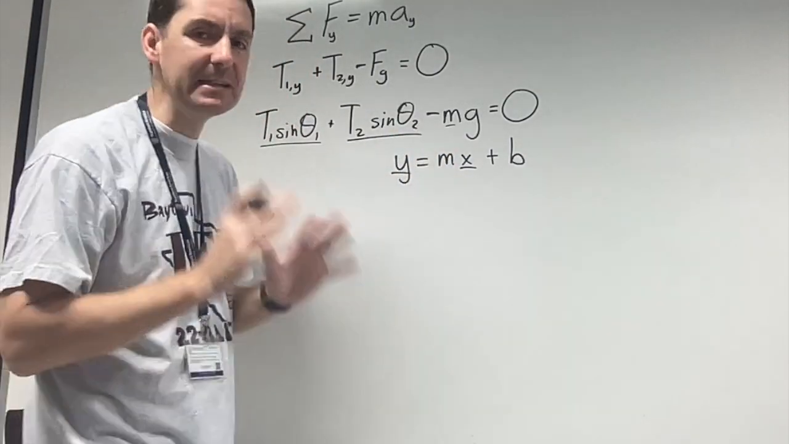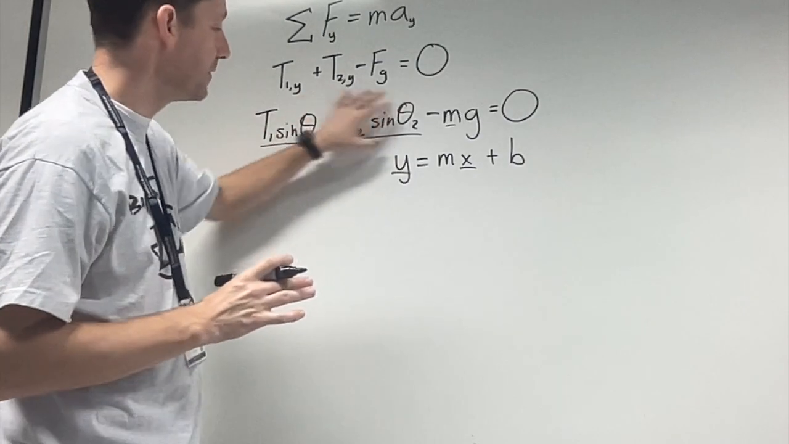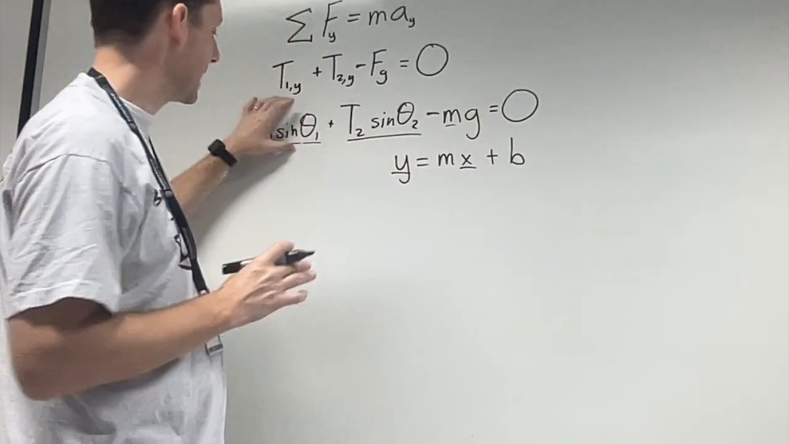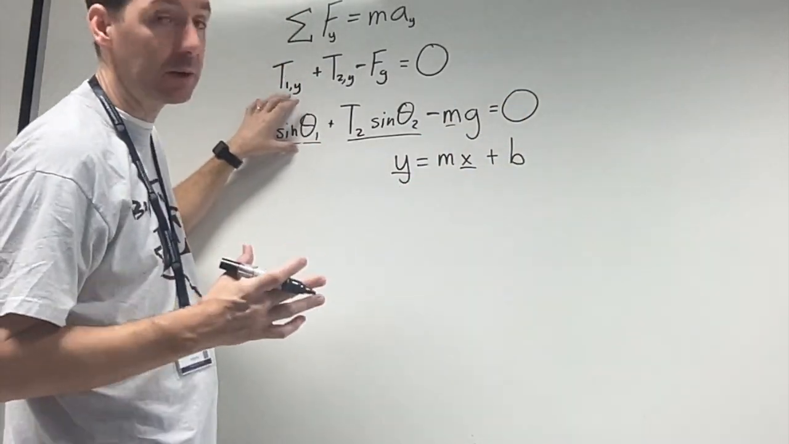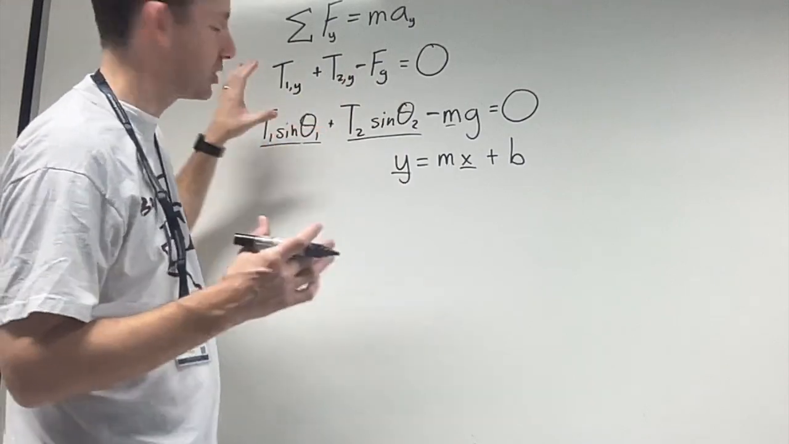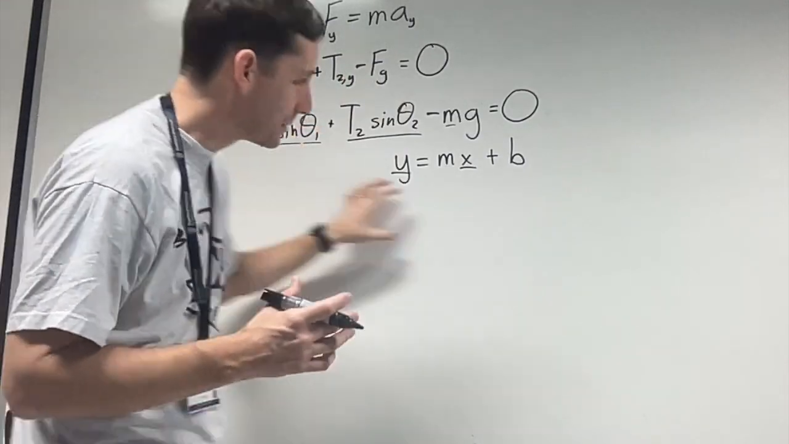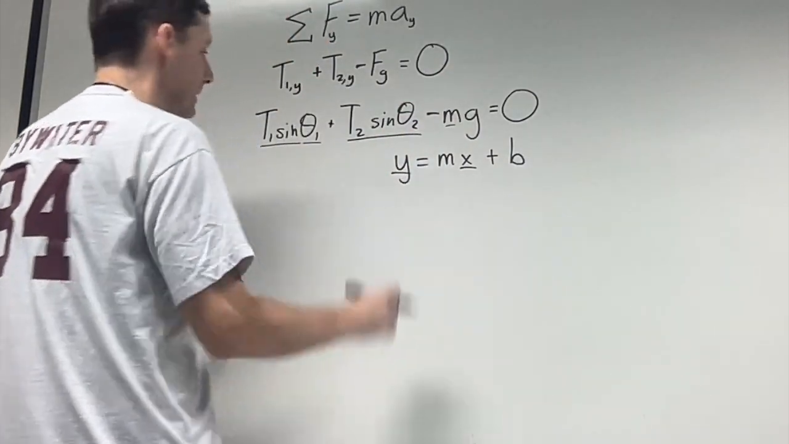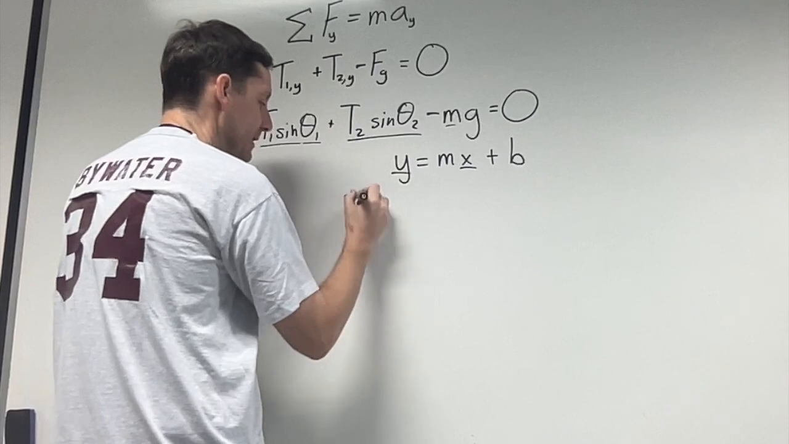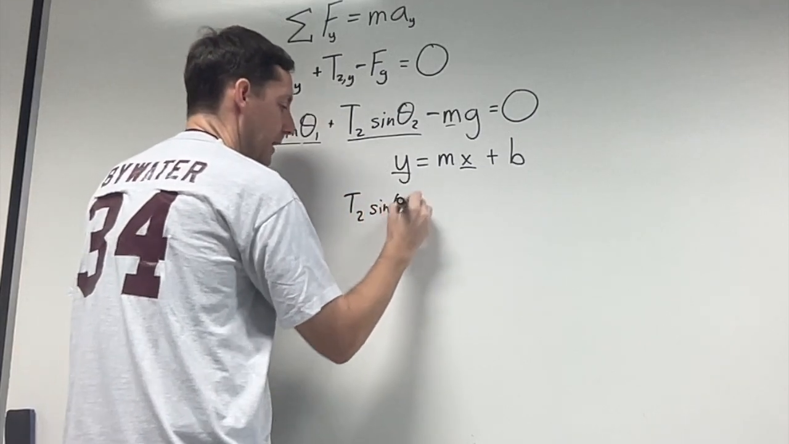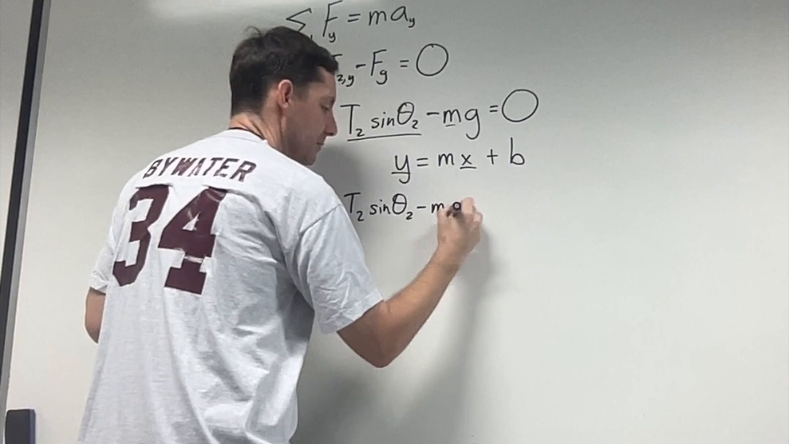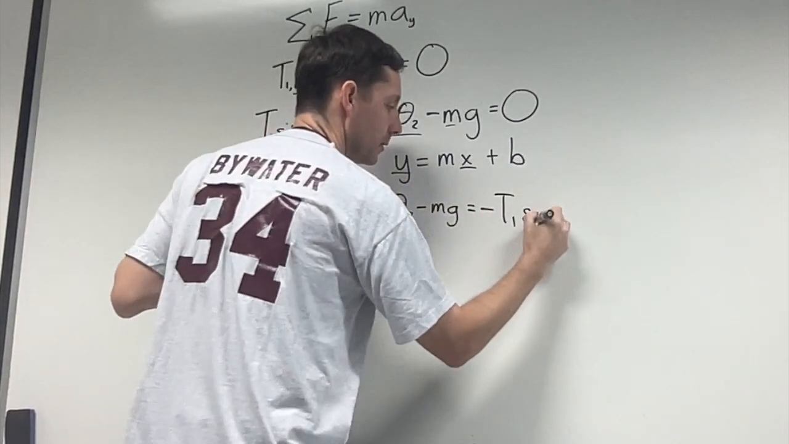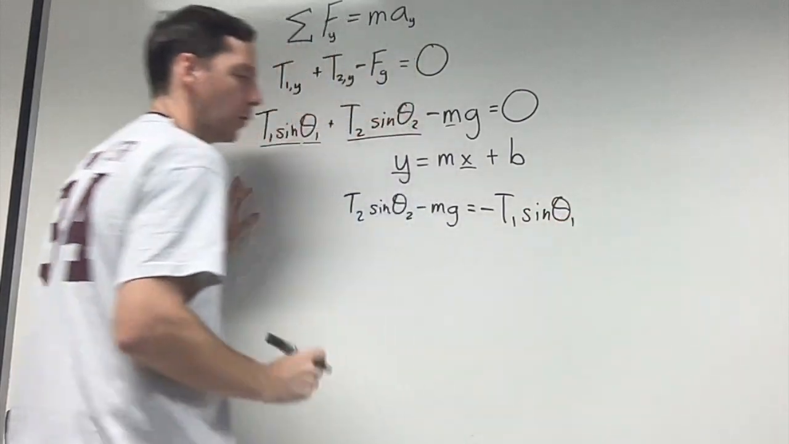I think that the easiest way to do this is just take one of these two and shift it over to the other side. So I'm just going to take the T1 sine of theta 1. There's not really a reason for why I'm doing that one instead of this one. It's just that one's first. So I'm going to take that and subtract it to the other side. Okay? So what we end up getting is this. We get T2 sine of theta 2 minus mg equals negative T1 sine of theta 1.